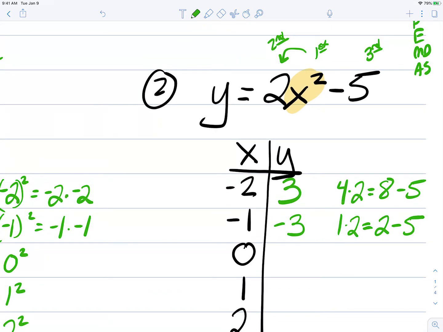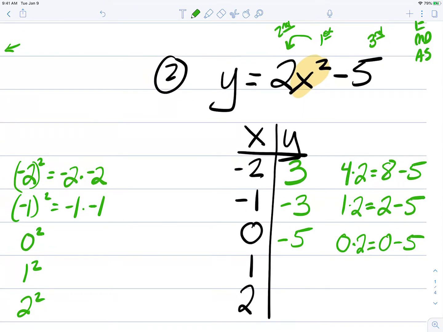If I plug in 0, 0 squared is 0. Times 2 is 0. Minus 5 is -5. Plugging in 1, 1 squared is 1. Times 2 is 2. Minus 5 is -3. And lastly, 2 squared is 4. Times 2 is 8, minus 5 is 3.